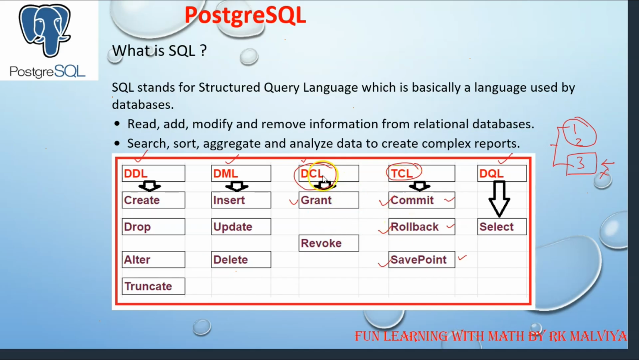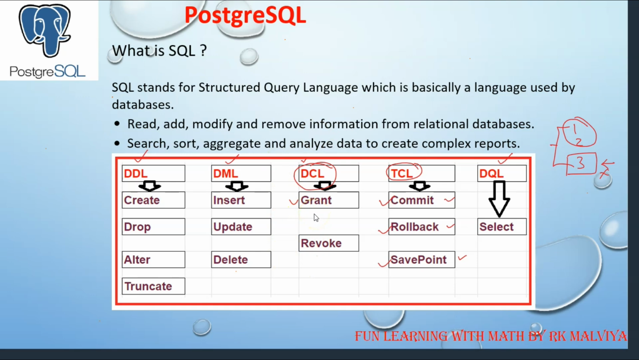TCL and DCL are mostly used by DBAs, but we should know how they work. So now the next topic is DCL, data control language or layer. Here we have grant and revoke. For example, you have some select query and sometimes you see you do not have access. That we control via grant and revoke.